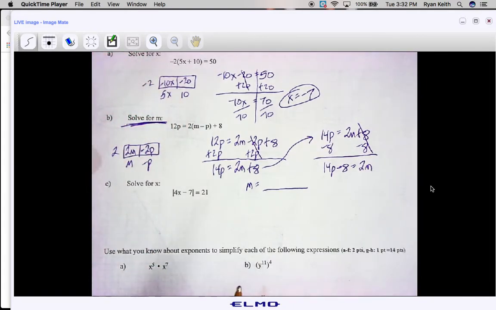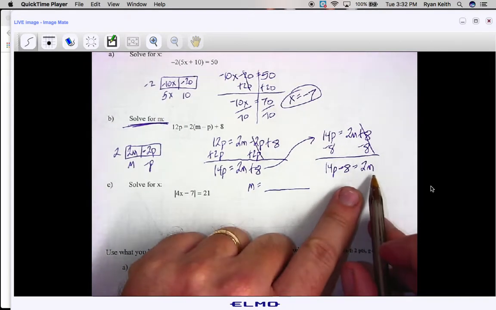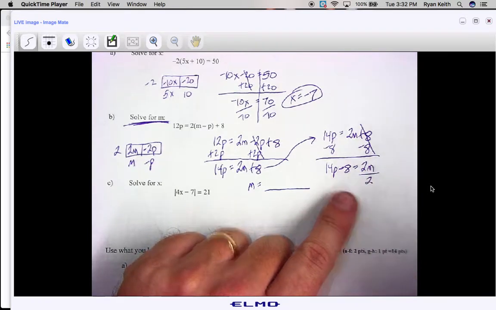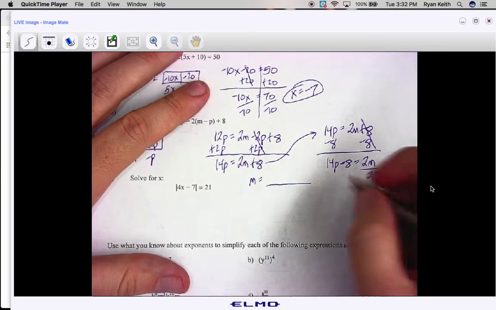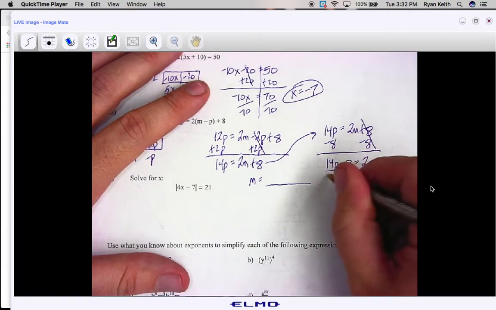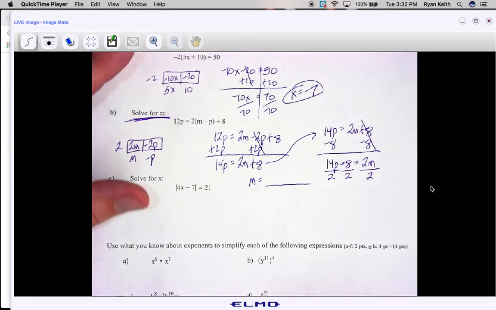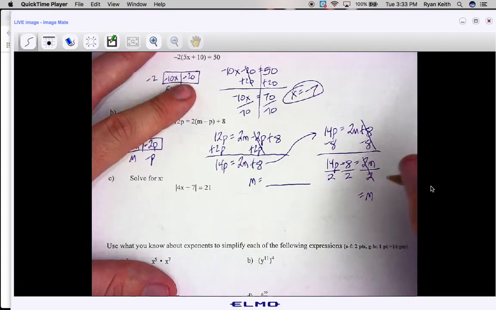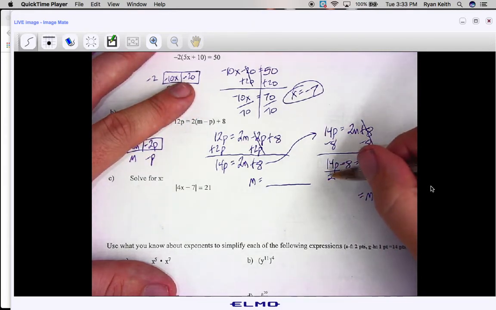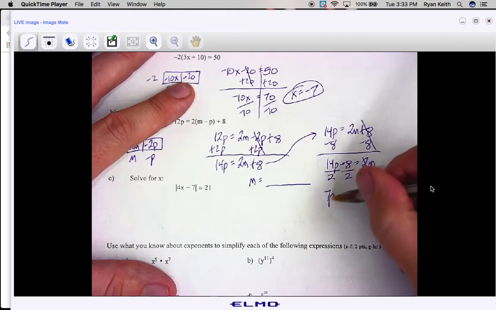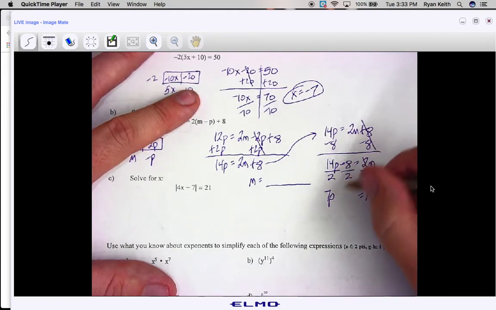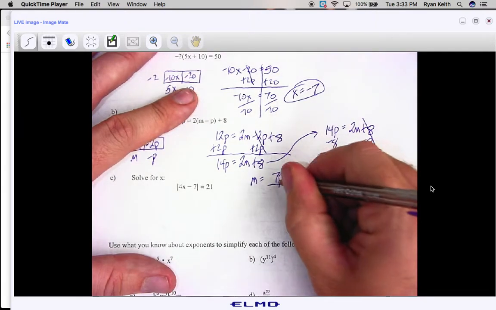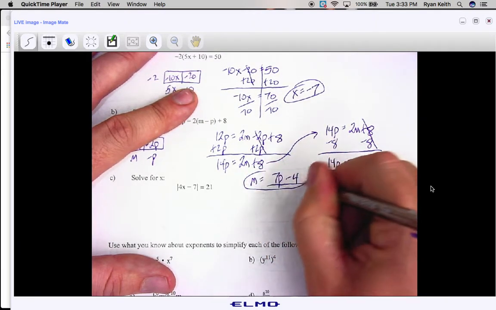Remember the problem on the other side where we had to get y alone? And so here, if we have to get m alone, I need to divide by 2. But what gets divided by 2? Everything. Just like the problem on the other side of this test. Everything. 2's cancel. M equals 14p divided by 2. Let's see. 14 divided by 2 is 7p. Negative 8 divided by 2, negative 4. So my m is 7p minus 4.